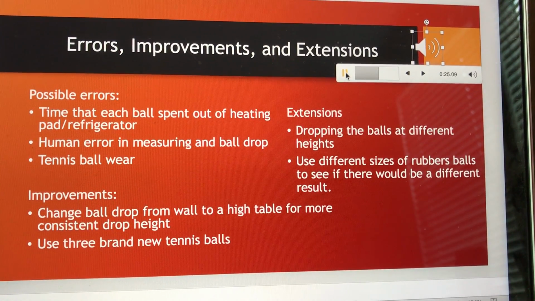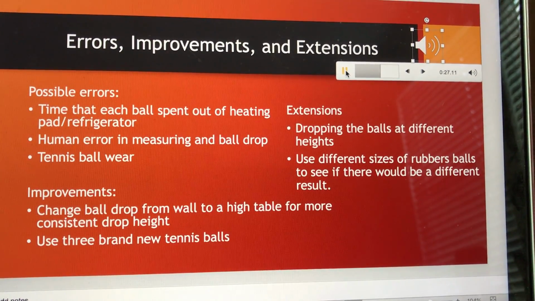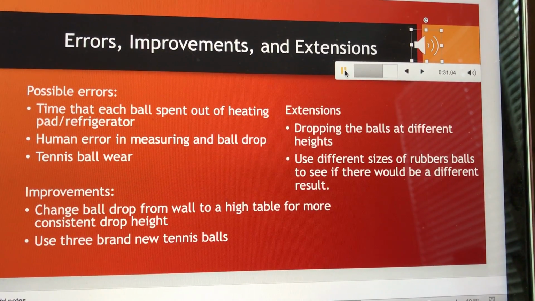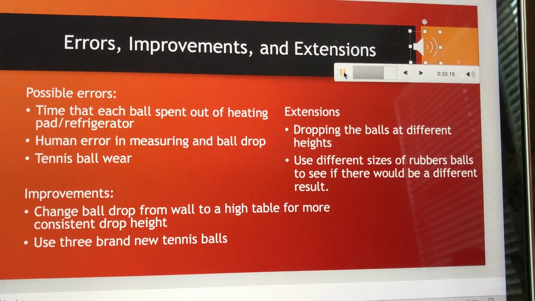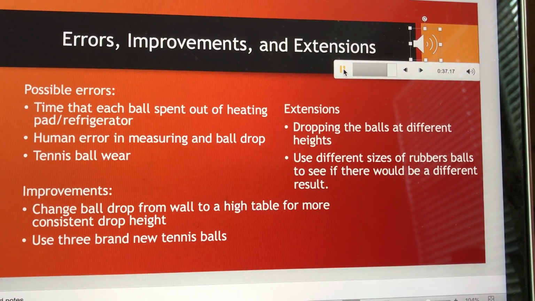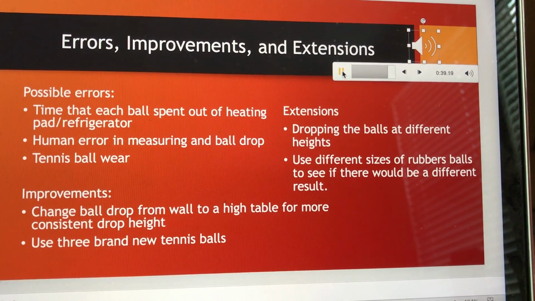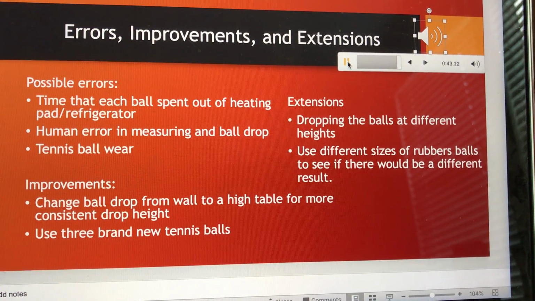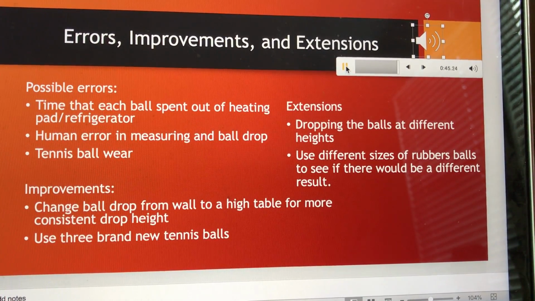Some improvements to the experiment could have been changing the ball drop from the wall to a higher table for a more consistent drop height. I could have also used 3 new tennis balls. Some extensions to the experiment include dropping the balls at different heights and using different sizes of rubber balls to see if there would be a different result.